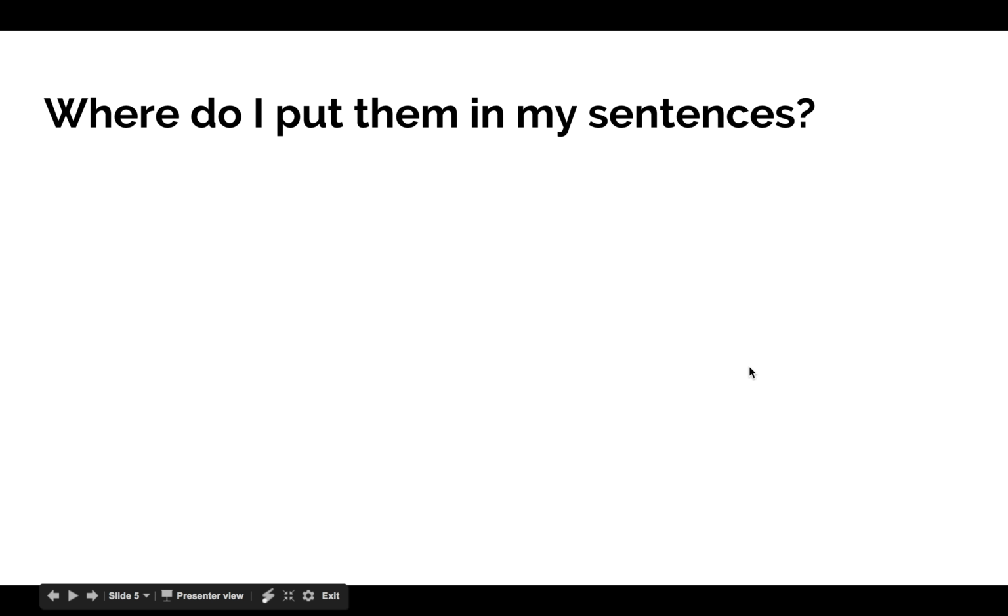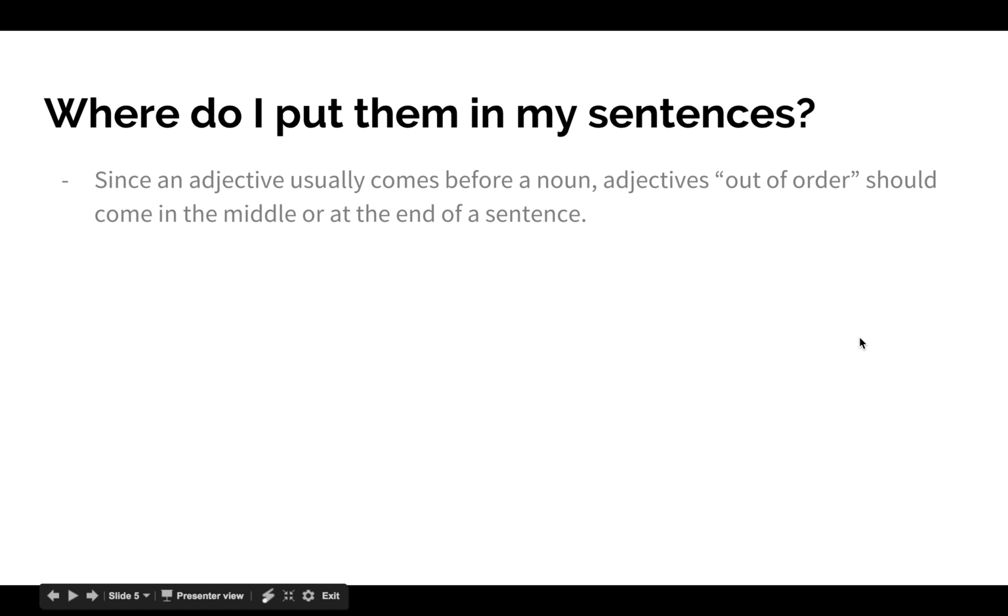So here, we can talk about where we're going to put them. Again, an adjective is something that usually comes before a noun. The adjectives out of order should come in the middle or at the end of a sentence. You can still have them in the beginning of the sentence just as long as they are away from any other adjectives and the noun that you're talking about.